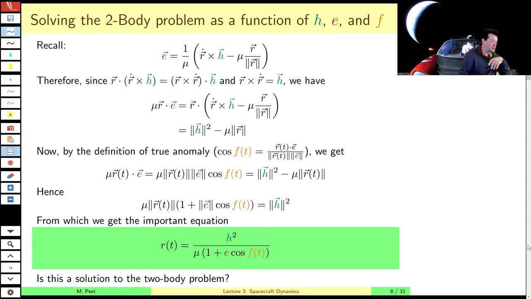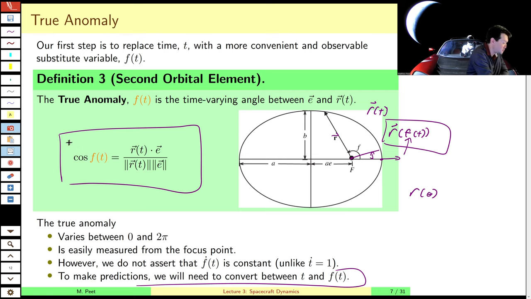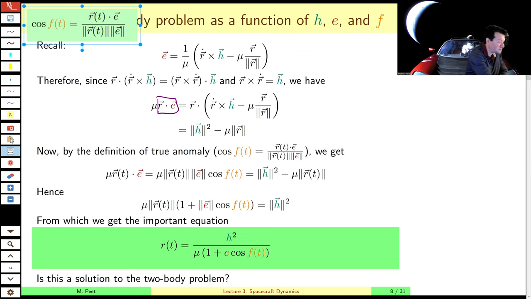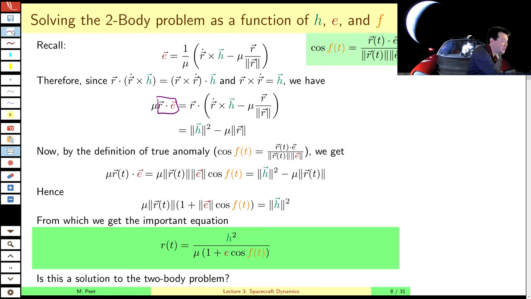It's actually not that hard. Remember the definition of the eccentricity vector that I'm going to call the definition. If we want to figure out this quantity, we're interested in that number as a function of true anomaly. So let's figure out what it is. We know what e is, so all we do is take r dot that, and figure out what's going on.